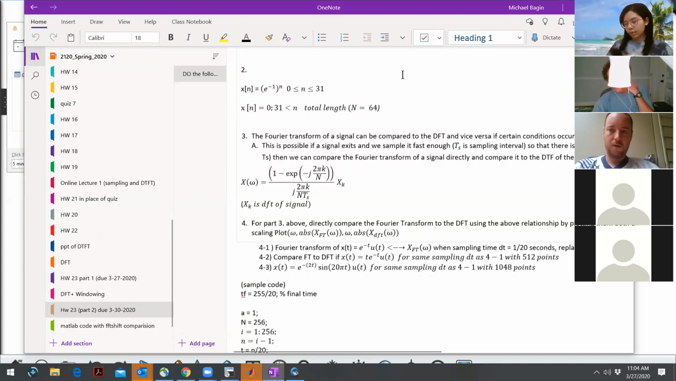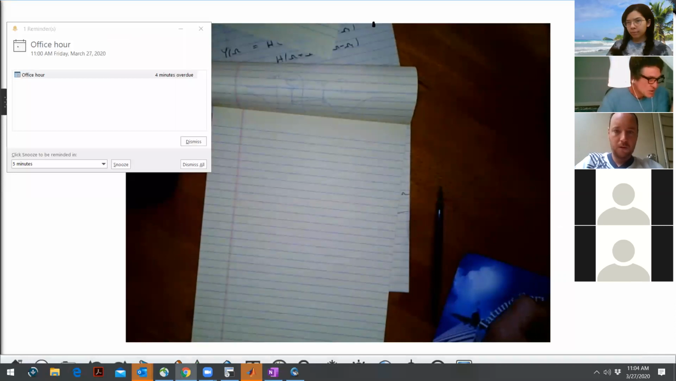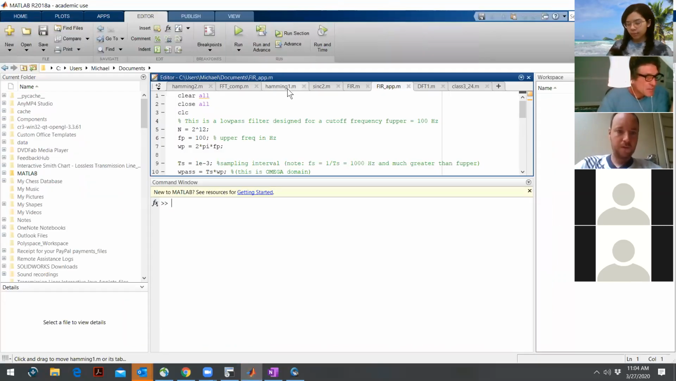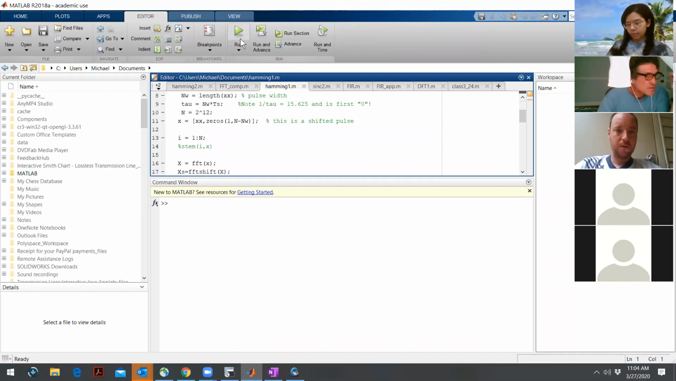All right, and the best way to do this, in my opinion, is to have a Word document or the equivalent, and cut and paste your code in there, then paste your figures in there. And I want to show you one thing with MATLAB figures, in case you don't know. If I get MATLAB, and let me just take the Hamming window here, and run this thing, and see what comes up.